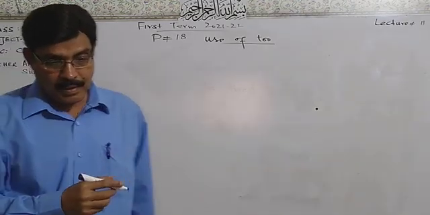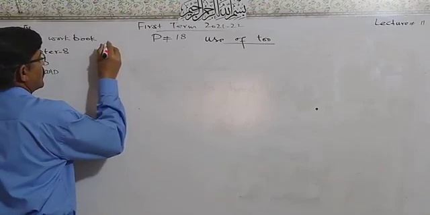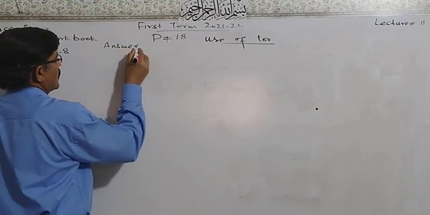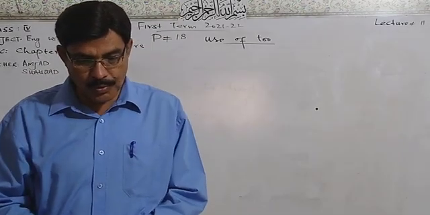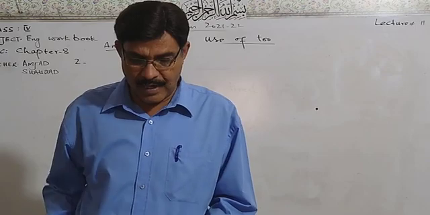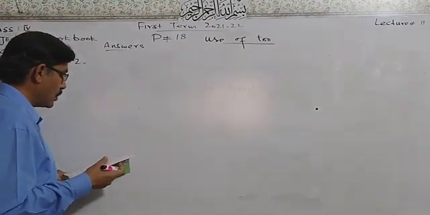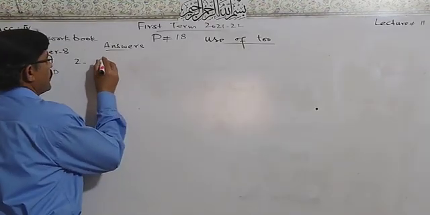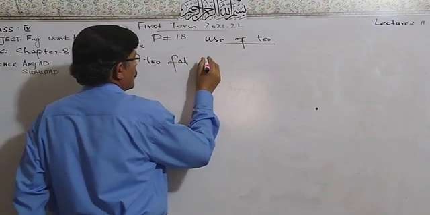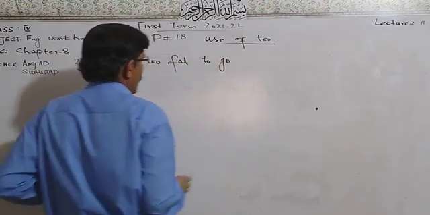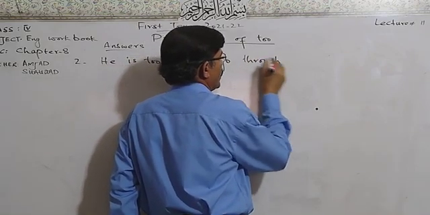Okay, let's start from the answers. Number two, this is answers only. Number two, he cannot go through the door, he is too fat. He is too fat to go through the door.